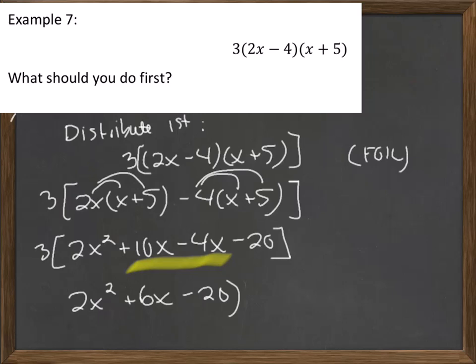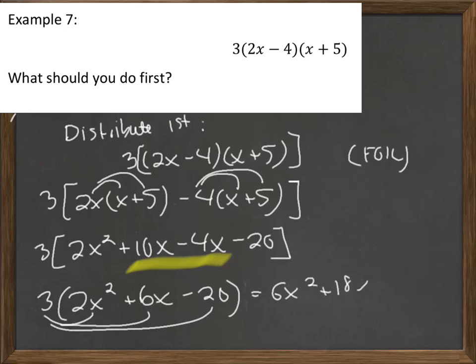And again, thanks to my brackets, I still have that 3 out there. So what I can do is multiply everything in the parentheses or the brackets. You can use whatever you want. Multiply everything by 3. So that's going to give me 6x squared plus 18x minus 60. There we go.